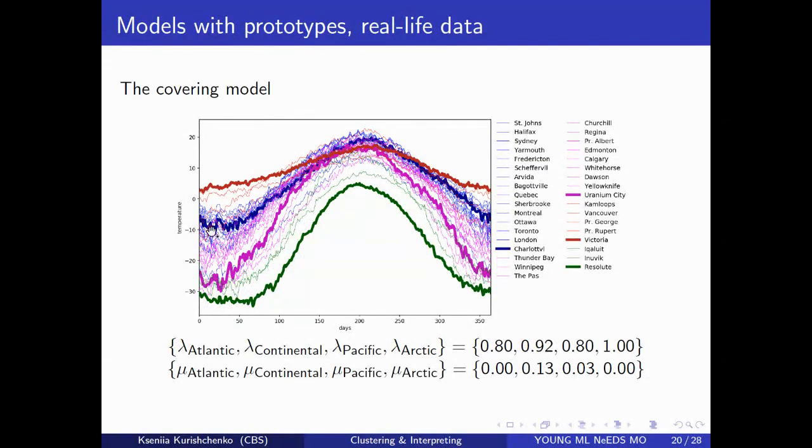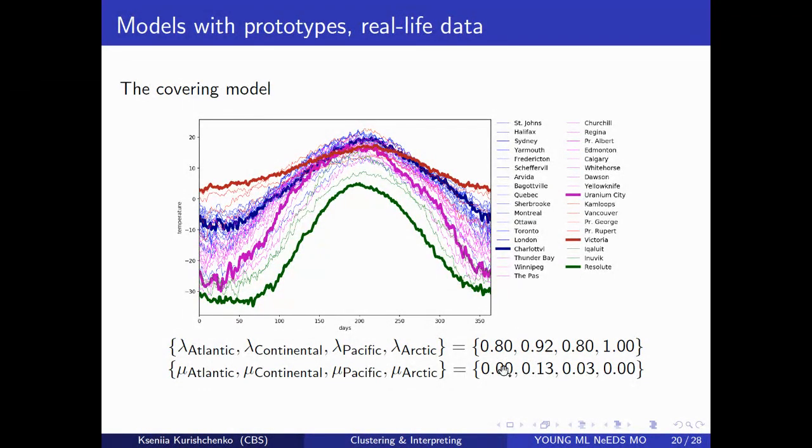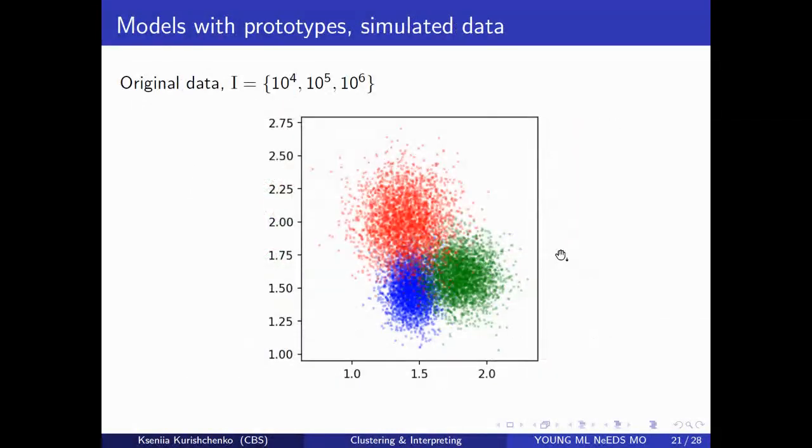So the covering model gives us these prototypes, and here is the quality. By quality, I mean how many total true positives and false positive cases per cluster we have with these chosen explanations. Here we can have perfect clusters, which means that we have 100% true positives and 0% false positives, which is good. The partitioning model gives us a slightly different result, but still the quality is good. And the second numerical illustration is about simulated data.